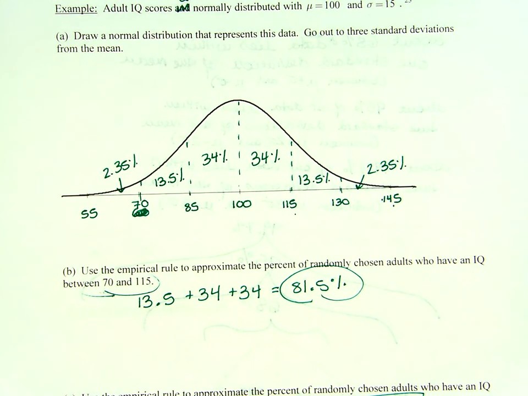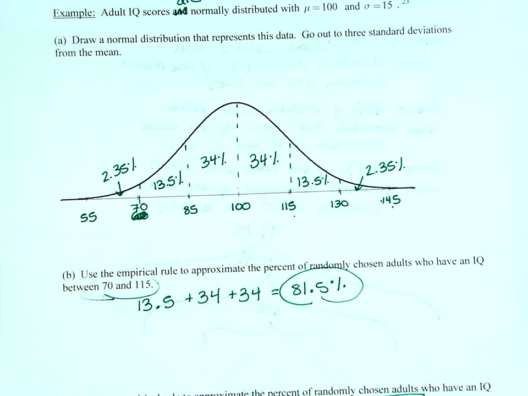Today is going to be all about building up those tools, and then we'll see how to apply those tools to questions like what we have here in letter B, just with numbers that aren't those good tick marks that we see from our empirical rule. Today we're going to build up the tools. Next class we'll see how to put all this stuff together.